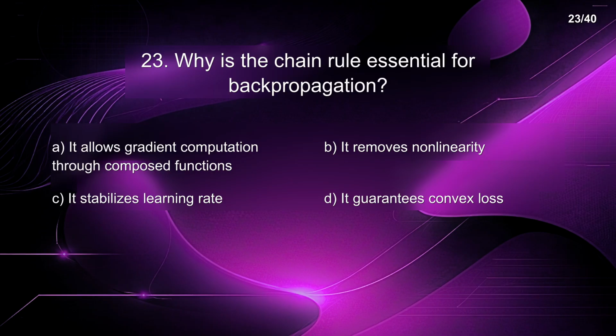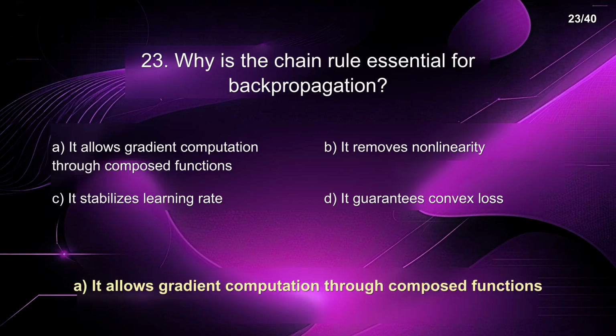23rd question. Why is the chain rule essential for backpropagation? A. It allows gradient computation through composed functions. B. It removes nonlinearity. C. It stabilizes learning rate. D. It guarantees convex loss. Correct answer is A. It allows gradient computation through composed functions.